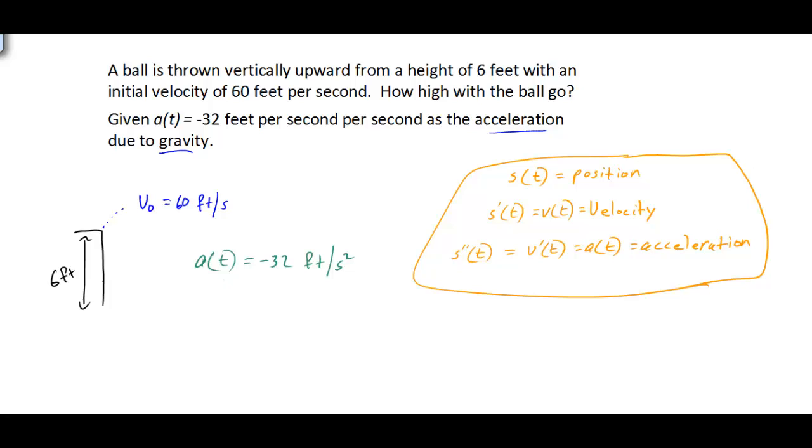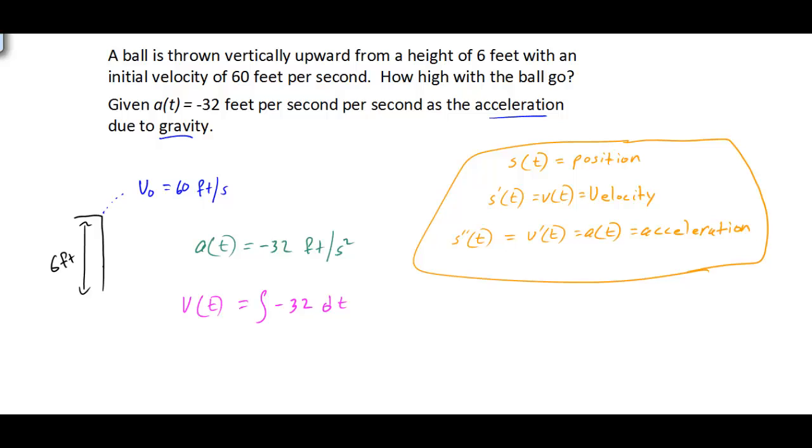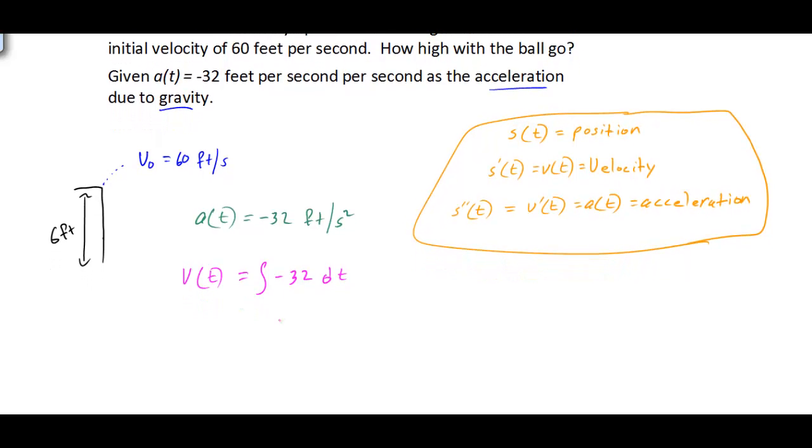Now, in order to solve this problem, we need to find the function for velocity. Well, we can simply integrate to find velocity. So the velocity function is going to be equal to the integral of negative 32 dt, and we're using dt because we're integrating with respect to time t. So we can easily integrate here, and we would end up with the integral of negative 32 as a constant, so we would have negative 32t plus our constant. For this example, I'm going to call this plus c sub 1.